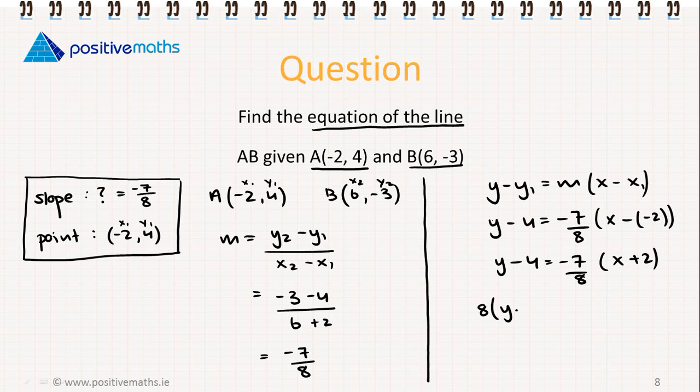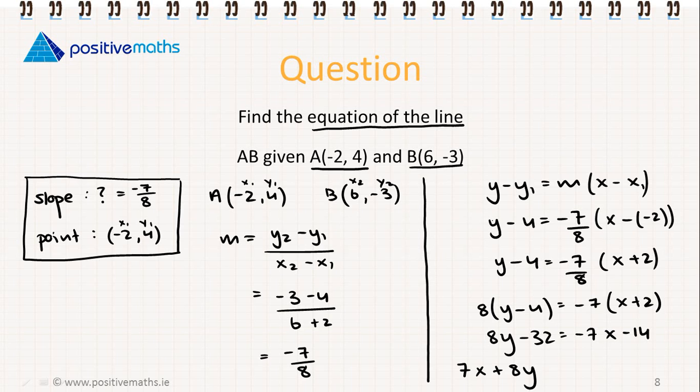So that's 8 multiplied by y minus 4. When I multiply the right by 8, it's going to get rid of the fraction, so I'm just going to be left with minus 7 multiplied by x plus 2. So I have 8y minus 32 is equal to minus 7x minus 14. So moving everything over to the left, 7x plus 8y and minus 32 plus 14 is going to give me minus 18 equals 0. So that is the equation of the line.